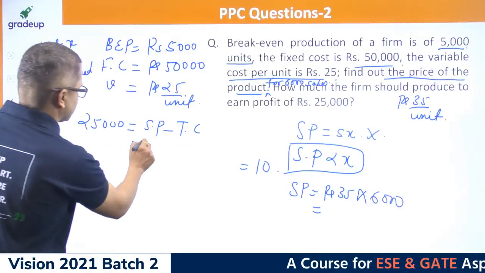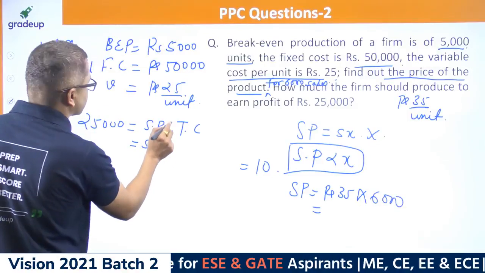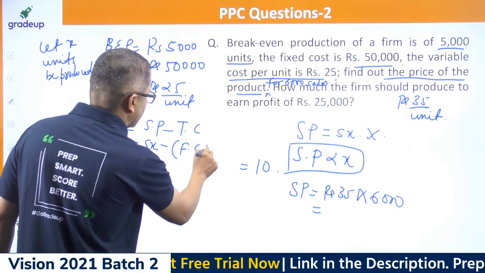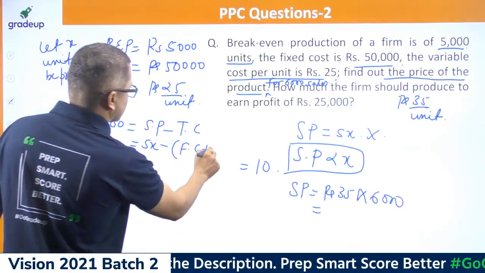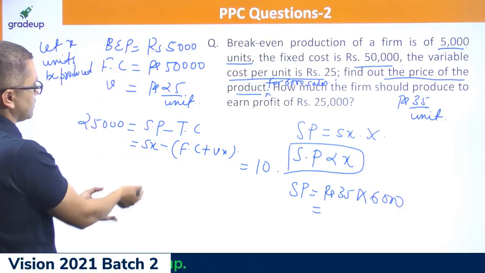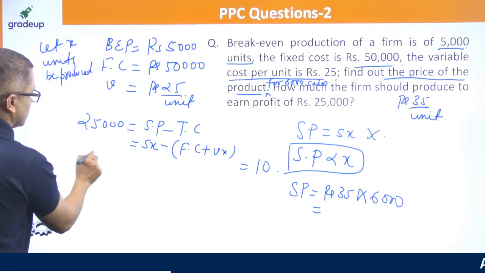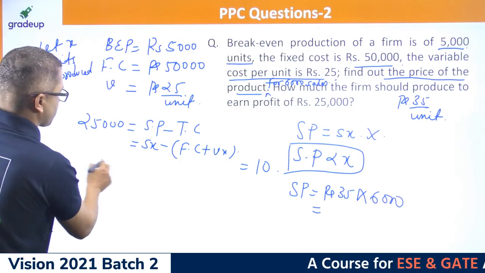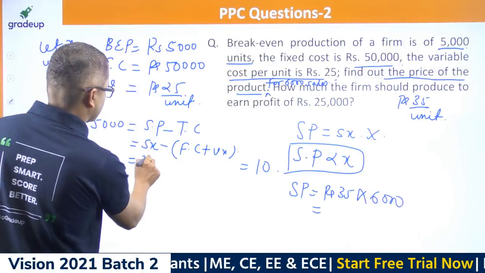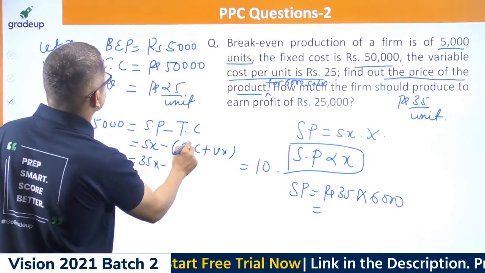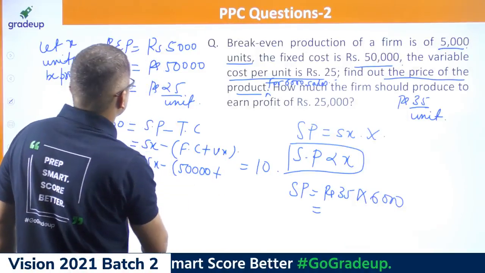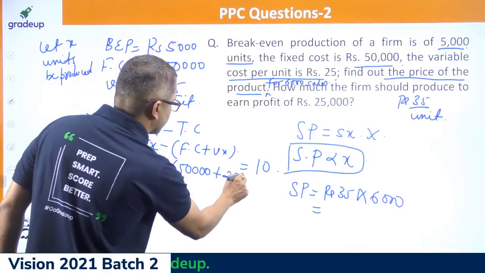So, selling price is nothing but small s into X, minus total cost. Total cost is fixed cost plus variable cost, so that is also V into X. You just need to find X, so just plug in all the values. Small s is how much? 35, right? So 35x minus fixed cost, which is 50,000, plus V into X, that is 25x.